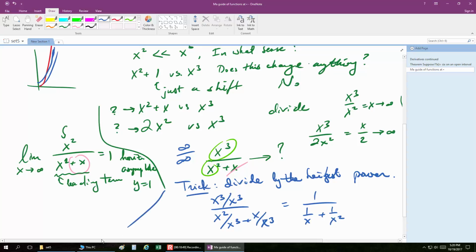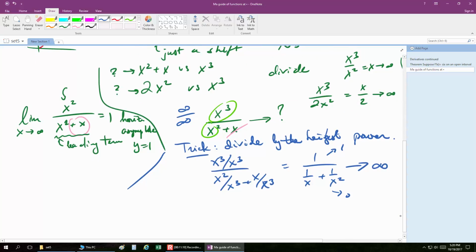So that's how we use algebraic tricks to deal with problems like that. As you can see, the numerator has no problem anymore. The numerator is and will remain 1. What happens to the denominator? That's right. This one goes to 1 and this goes to 0. So the whole thing goes where? To infinity. And that's it. Then we conclude that x cubed is more powerful than x squared plus x.